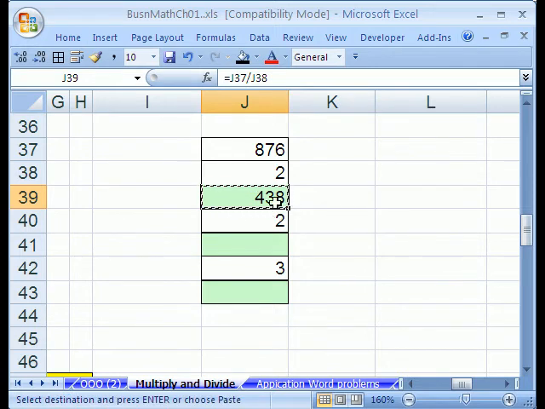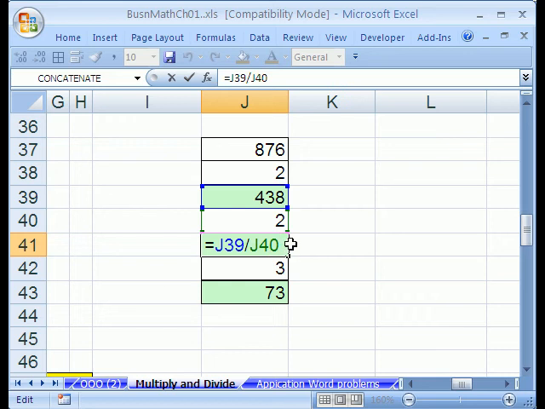Notice the dancing ants are jumping around, so we've copied it. And then click here, Control V. And then click here, Control V. Aha. What are we doing here? If we click here and hit F2, which is edit, we can see that that is exactly the formula we wanted there. 2 above divided by 1 above.